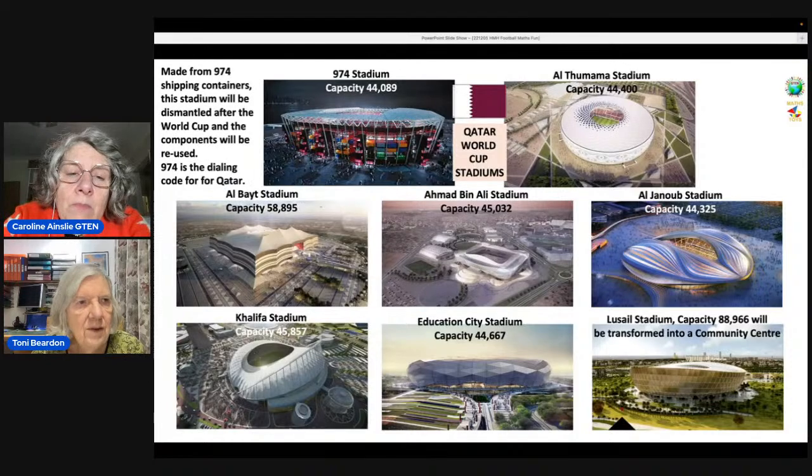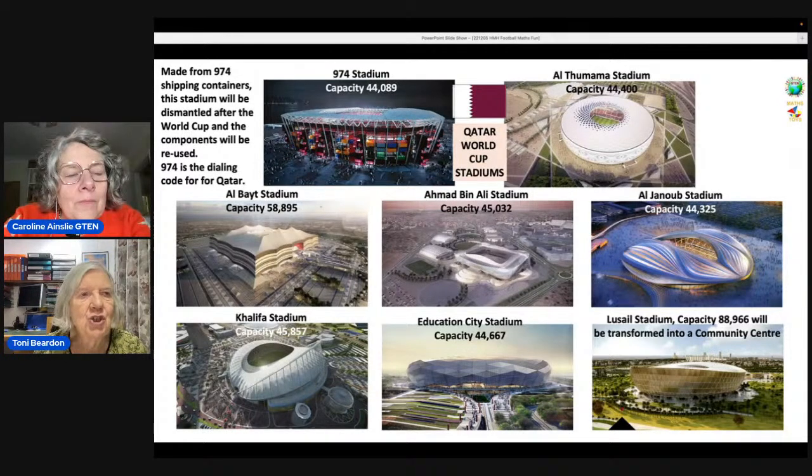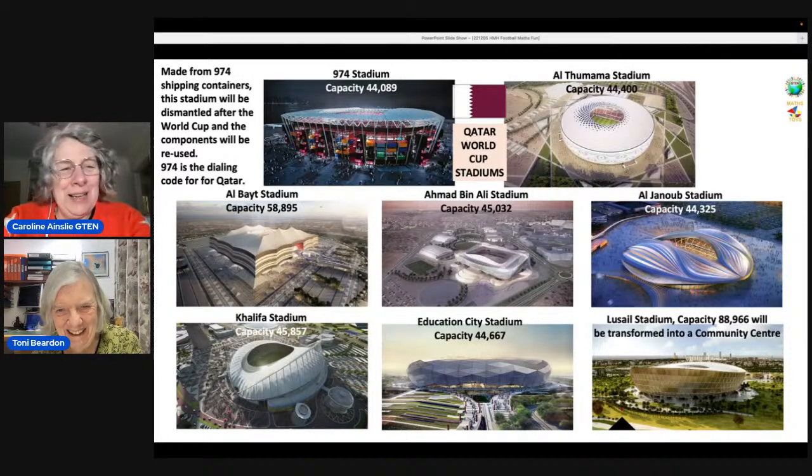Now this is interesting. The 974 Stadium, I wondered why that was the name of it. That's because it's the telephone dialing code for Qatar. But it's made of 974 shipping containers. I love all the colors in it. And it's going to be dismantled after the World Cup and the components will be reused. Now, isn't that clever? I think that's fascinating. What an amazing idea somebody had somewhere along the lines, like, why don't we build it out of shipping containers and then reuse it?